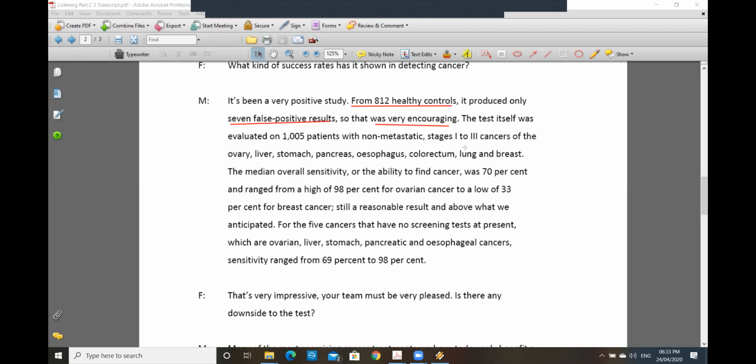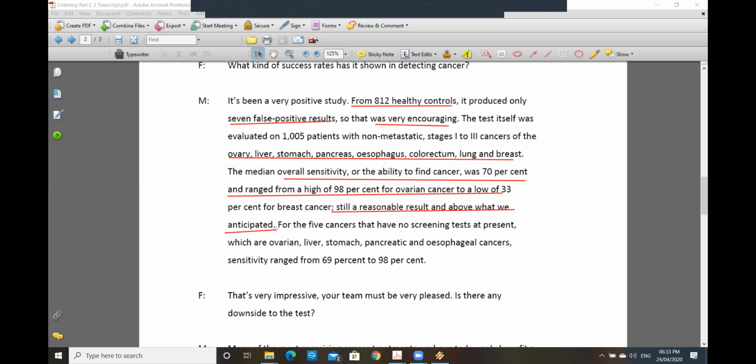Then he said it can detect all these types of cancers. Okay, and the overall sensitivity was 70%. That is quite a high sensitivity. And sometimes it was 98%. But whatever it is, it is reasonable and above what we anticipated. That is why the word outperformed. Outperformed means it performed better than what they had expected from it.